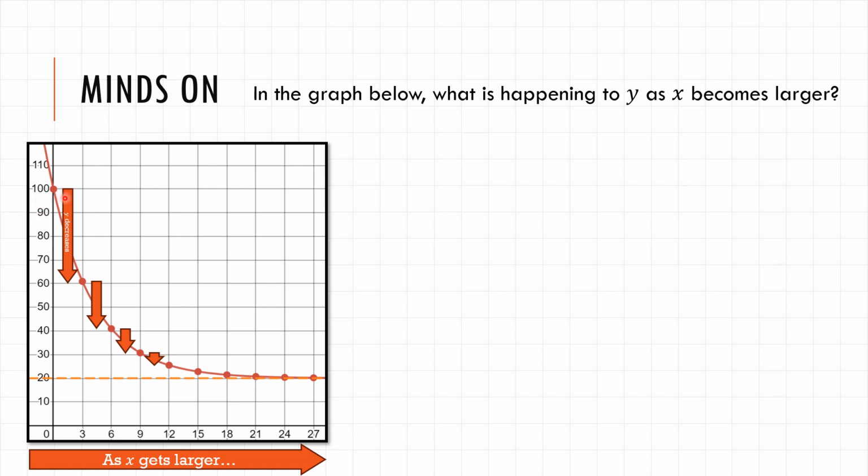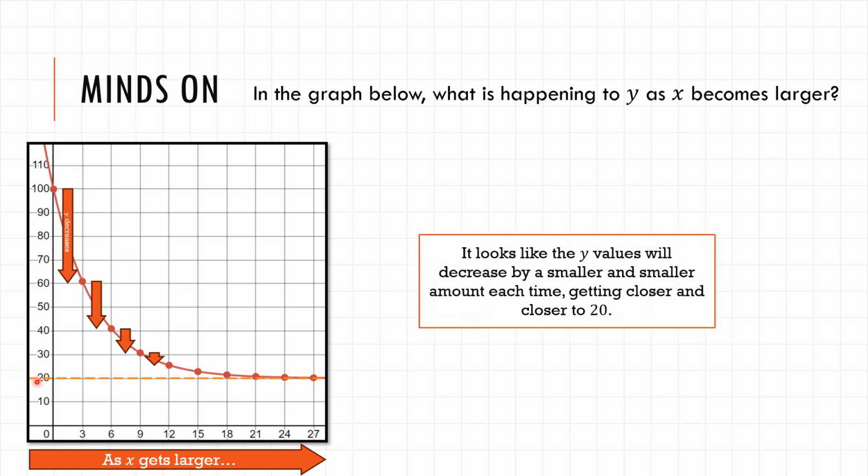In fact, the first decrease is quite large. The next one is a little bit smaller. The next one is a little bit smaller and smaller and smaller until it seems like it will not go past this line right here. It seems like the y values will not get lower than 20. So we could say that it looks like as x gets larger, the y values will decrease by a smaller and smaller amount each time, getting closer and closer to the value 20.